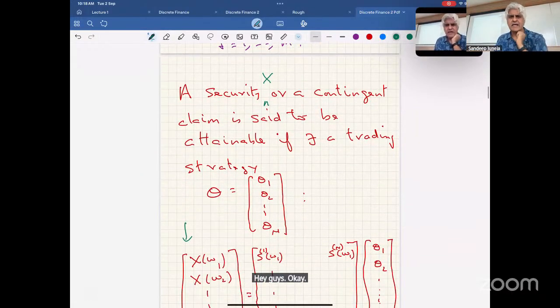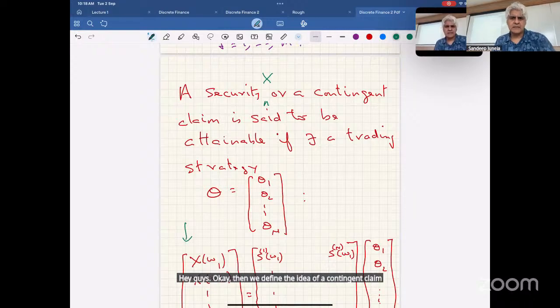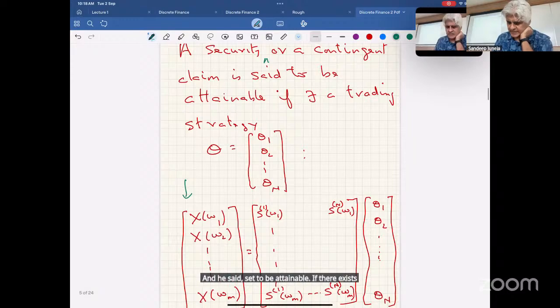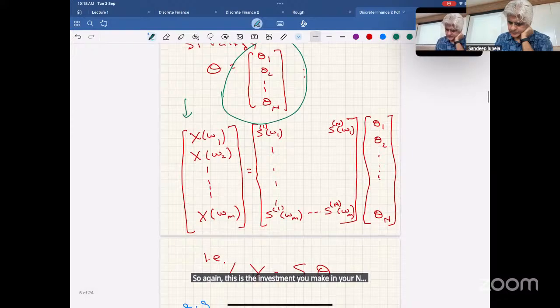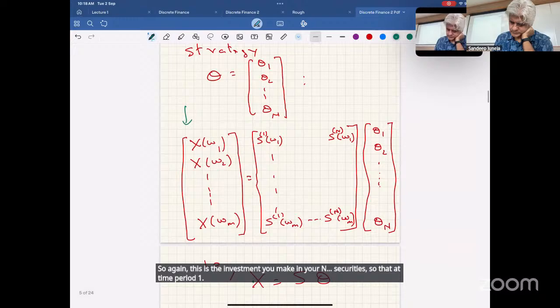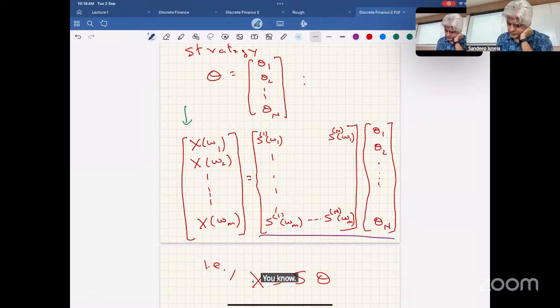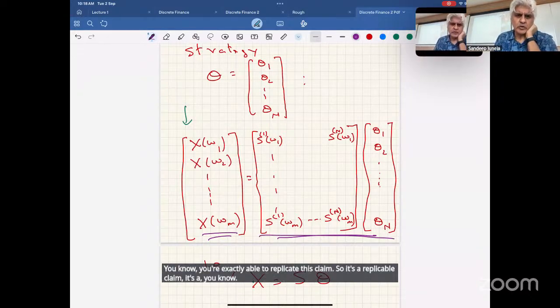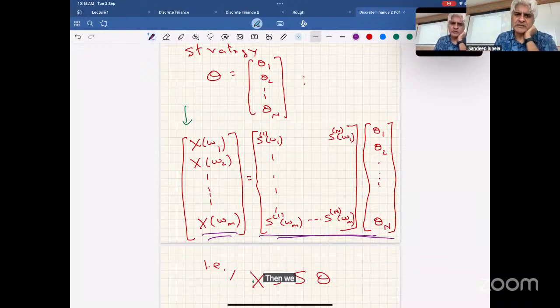Okay, then we define the idea of a contingent claim X. And we said it's said to be attainable if there exists a trading strategy theta. So again, this is the investment you make in your N securities, so that at time period 1, you're exactly able to replicate this claim. So it's a replicable claim. We know how to price it, for example. If we know the value of the initial securities, then we know the portfolio which will exactly replicate it, and we'll know the price of this contingent claim.